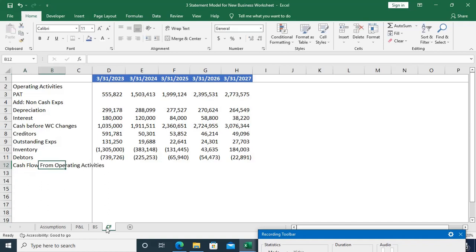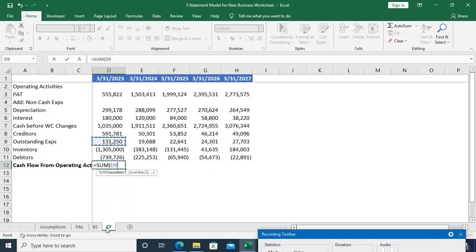Cash flow from operating activities. What should be the answer? It should be the sum of all these things. If you sum it up, this is the negative cash flow it is showing.